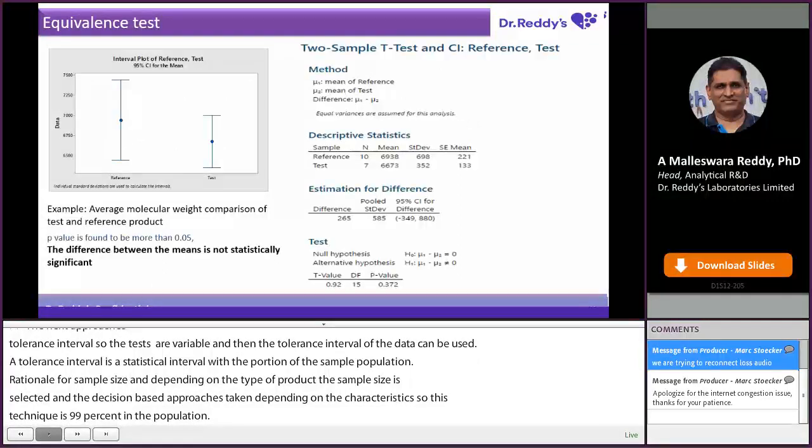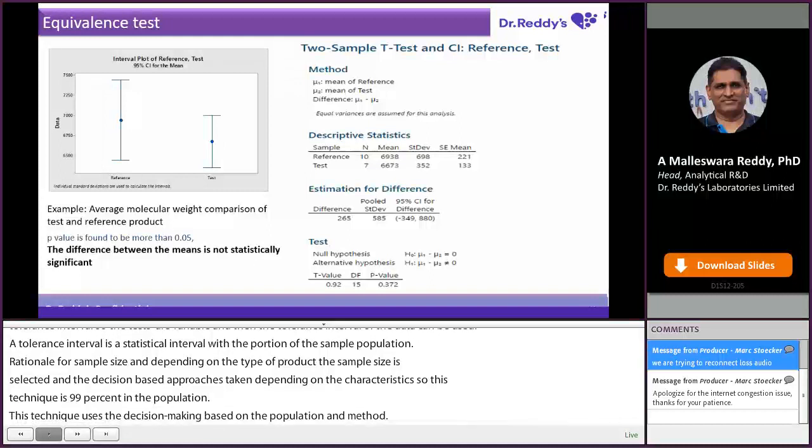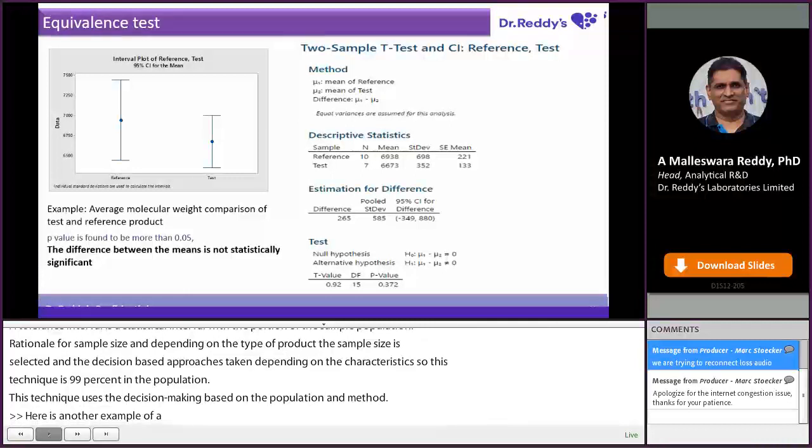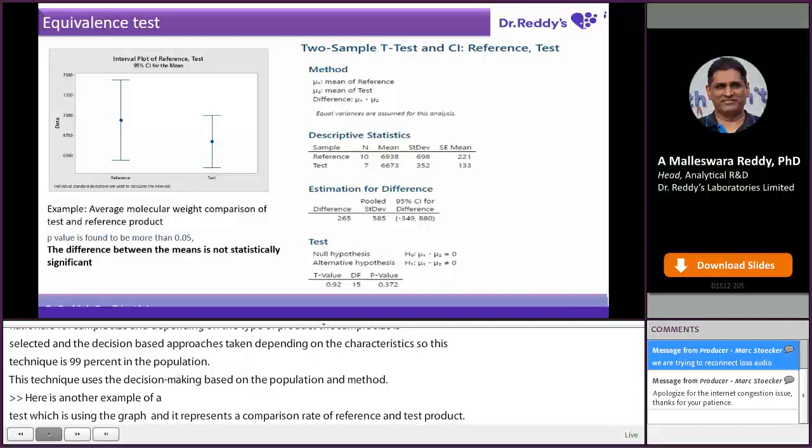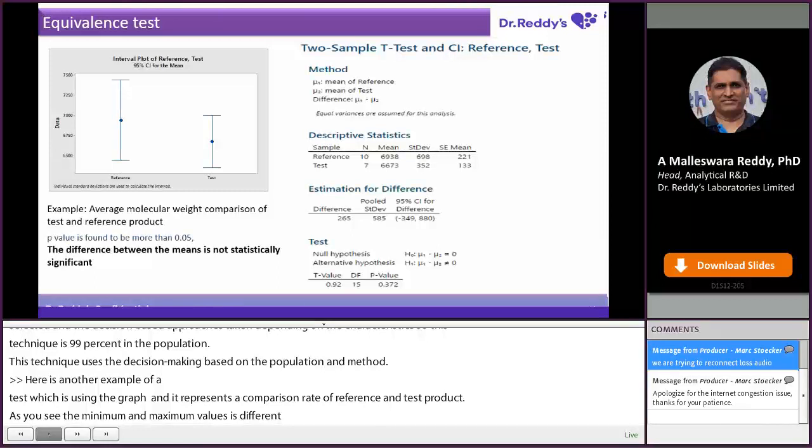Here I have taken another example, an equivalence test of means, which uses the t-test. The graph represents a comparison of average molecular weight of the reference product and test product. As you can see from the graph, the minimum and maximum values of test and reference are slightly different. However, the t-test calculation shows that the p-value is more than 0.05, which shows that statistically there is no difference between the means of both the generic and reference product.